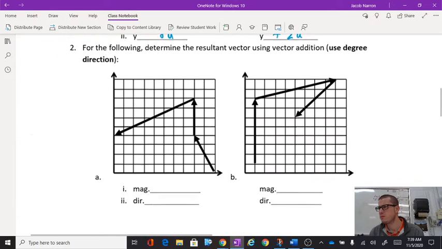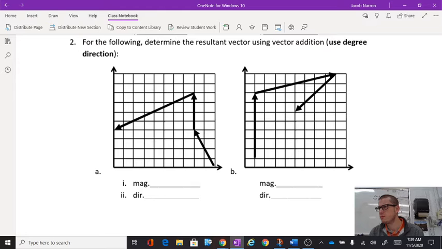Let's look at number 2. For the following, determine the resultant vector using vector addition. So vector addition basically means you're drawing all the individual vectors tip to tail, tip to tail, tip to tail.